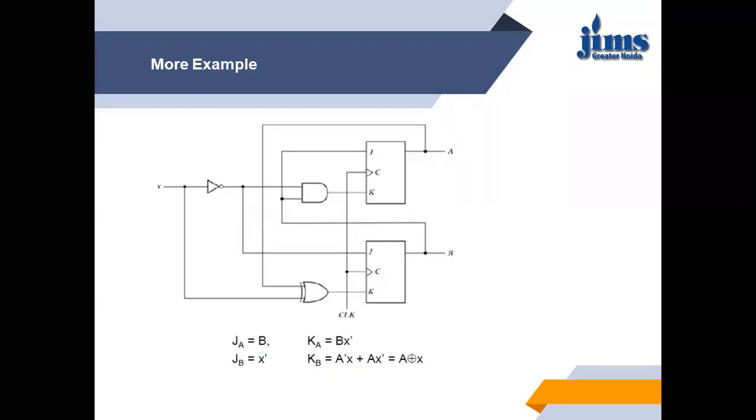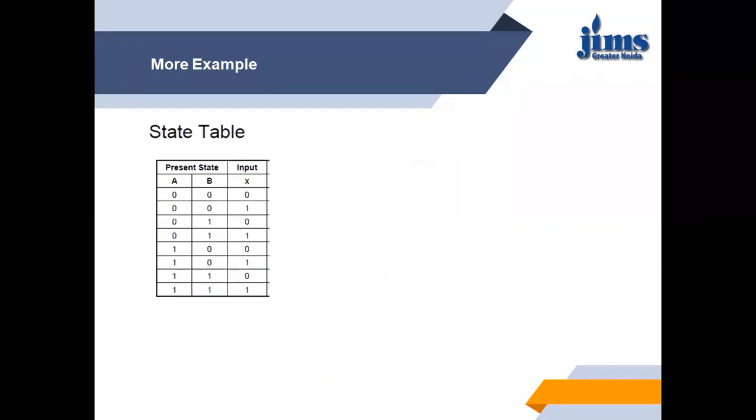JB equals X bar and KB equals A XOR X, because the XOR gate is present at the input of the K. So with this help, we have to find out the state table. Again, 2 flip-flops, 2 inputs A, B and 1 external input X. We have to write down 8 possible combinations from 0, 0, 0 to 1, 1, 1.